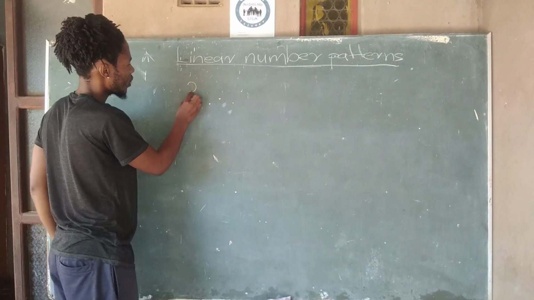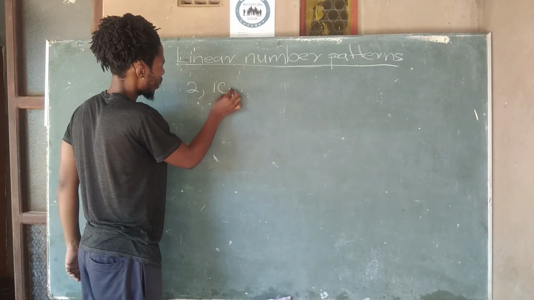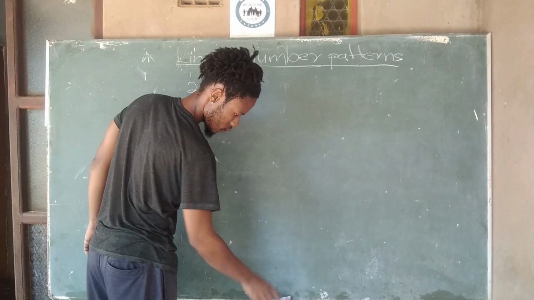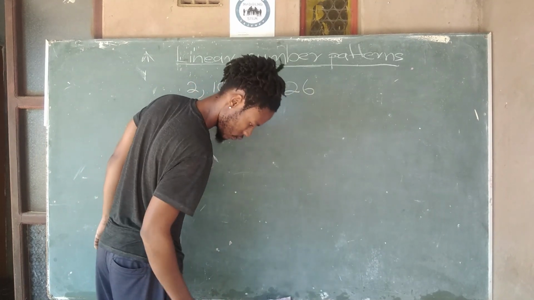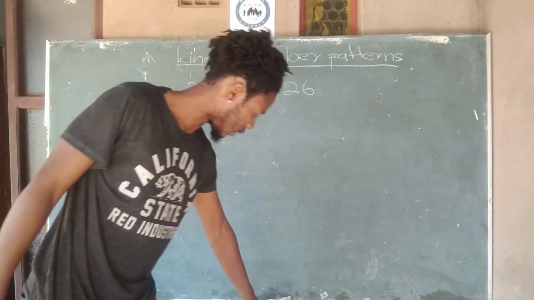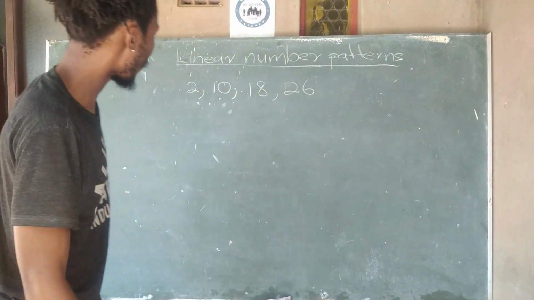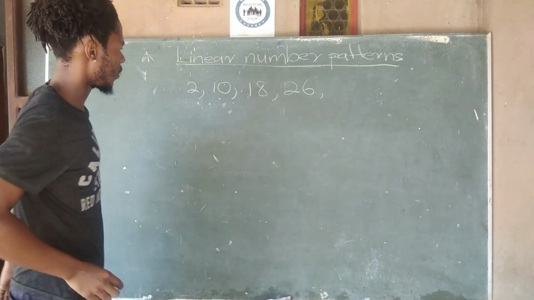The last example is 2, 10, 18, 26. Write down the next 3 terms, the next 3 numbers in the pattern. Oh, they want the next 3 numbers of this pattern.